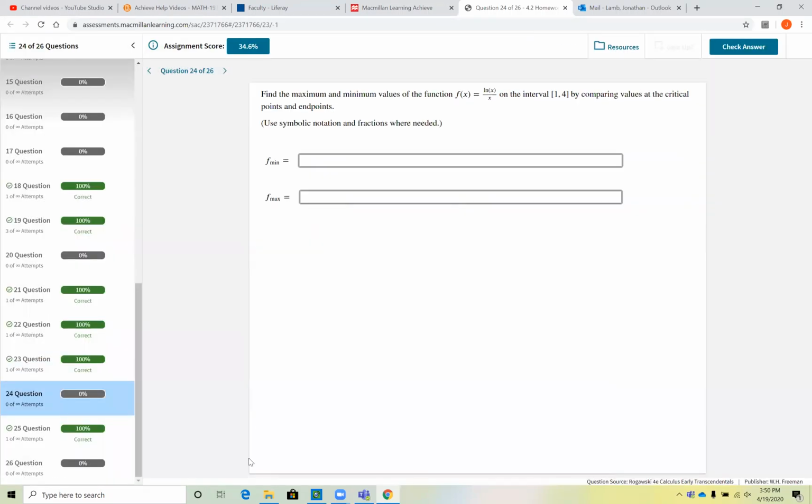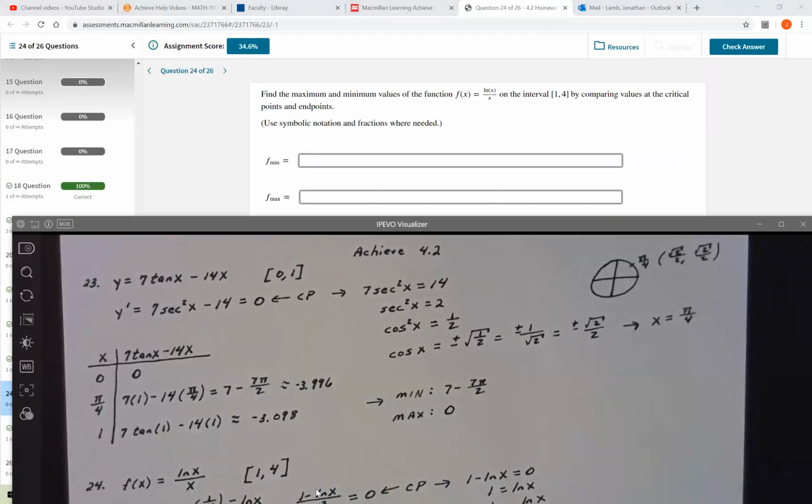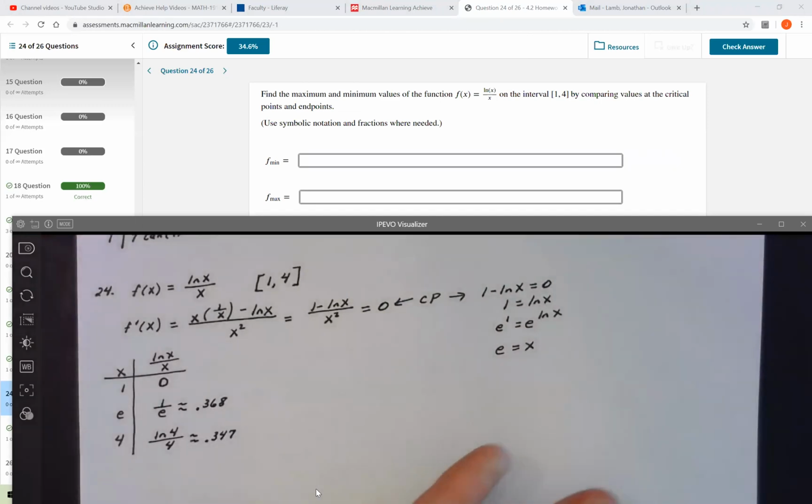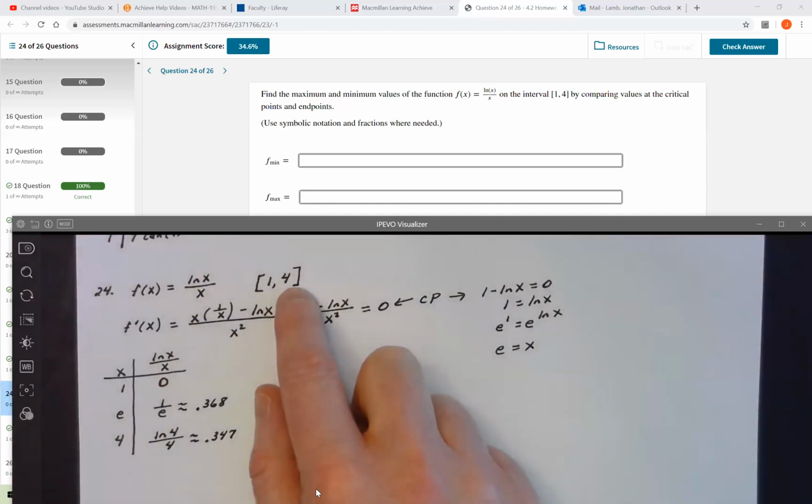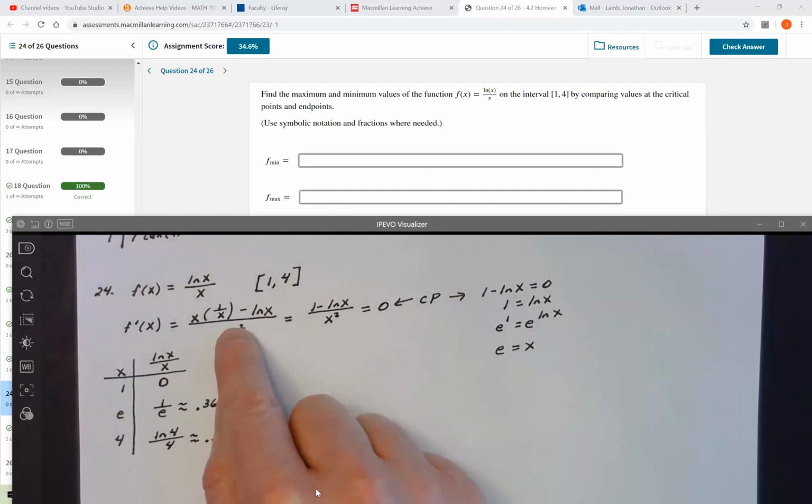The next one I also want to look at with you and try to make sure you're comfortable with it. It's having us look at a function where we have the natural log of x divided by x, and it's wanting us to find the maximum or minimum value using the closed interval test between 1 and 4. So I know I need to find the critical points. Critical points are where the derivative is equal to 0.